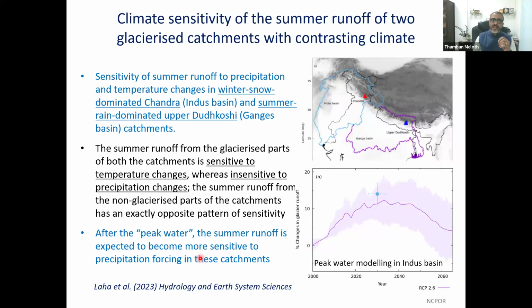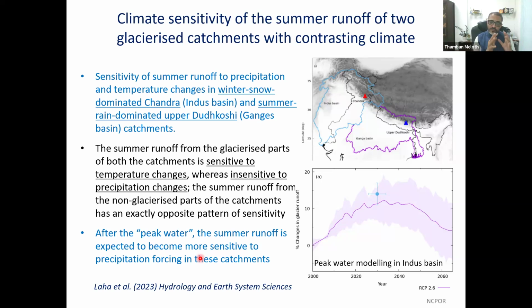So this is another case study looking at the sensitivity of different contrasting basins, with different contrasting climate systems. One is in the Western Himalaya, a mostly winter snow dominated basin, in this case the Chandra basin. And then you also have a summer rain dominated basin in the Central Himalaya, in this case the upper Dudhkoshi basin, part of the Ganges basin catchment.